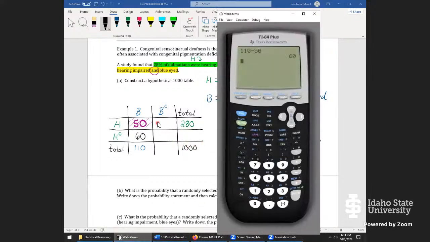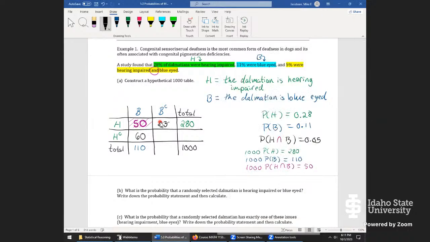Then we can just keep on doing it. Suppose we wanted the value here at the red dot: take 280 minus 50, we'll get 230 right there. So we're well on our way. I can't put a value here just yet. I need a different computation. But we can get that value. Take 1,000 minus 110, and this will be 890.